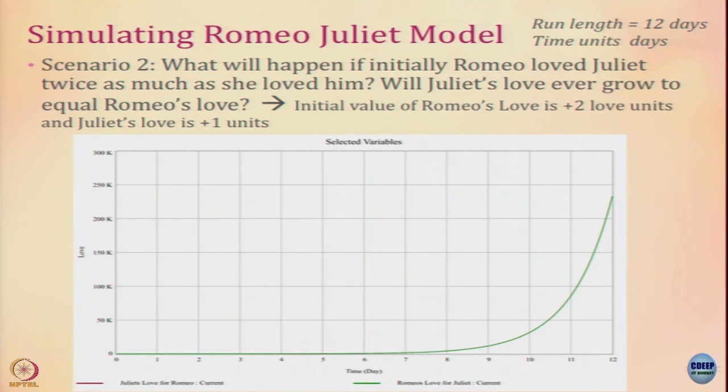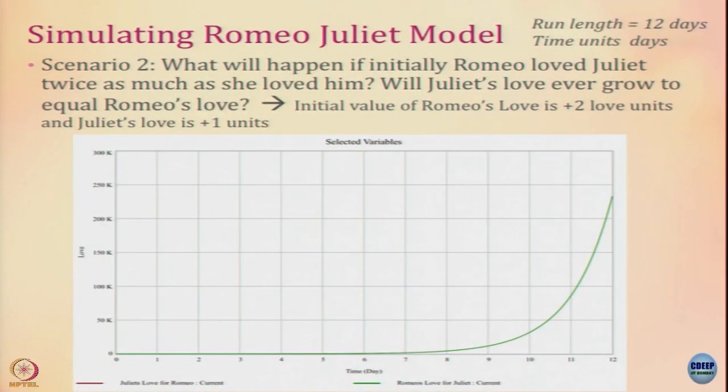Both their love for each other is going to grow exponentially and it is going to still overlap. That's because when we started, Romeo's love was 2 units. That caused Juliet's love to increase twice as much as before, which caused Romeo's love to increase by the same amount, which again caused Juliet's love to increase. So whatever the setting, they are going to have the same amount of love for each other, but since Romeo loved her twice as much initially, their love grows to 240,000 love units. Much more than the 150,000 love units we started with.